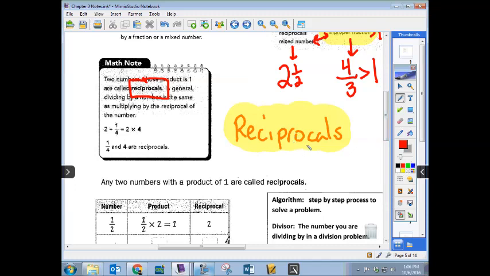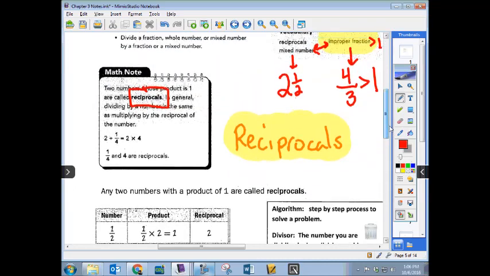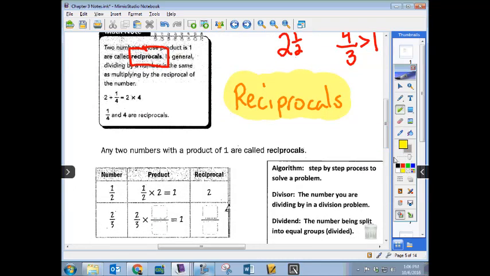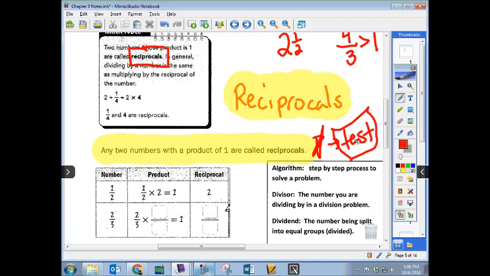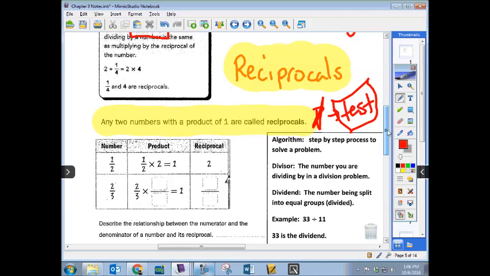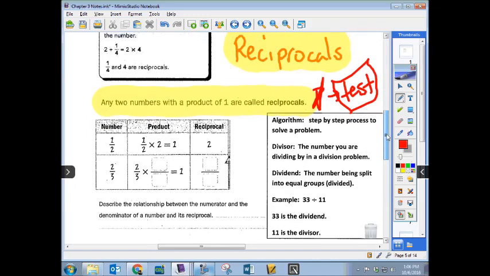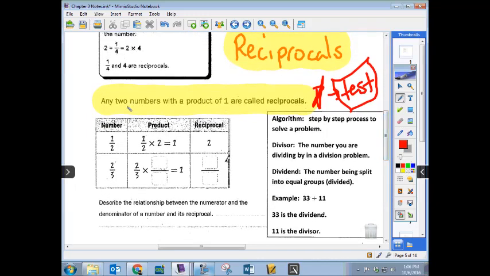Reciprocals. So what a reciprocal is, this is the definition, and I want everybody to put a big box around this definition right there. Put a star beside it. That is going to be on your test. We've got to know what that definition is. I'm not a big time definition guy, but we've got to understand what reciprocals are. I think that's important. Basically, they are any two numbers with a product of 1.